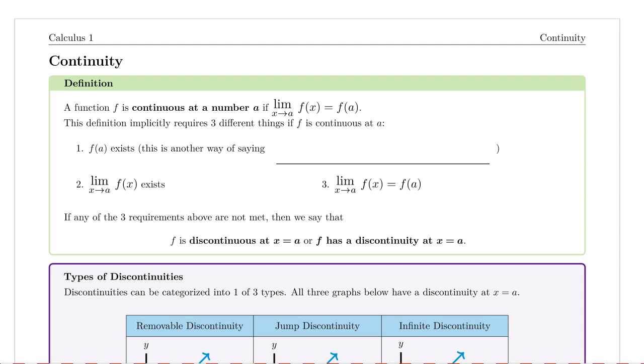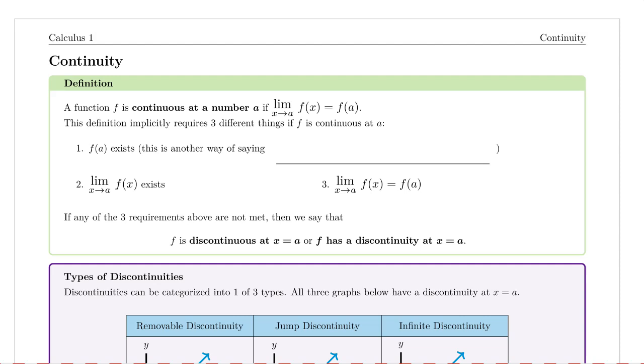In this video, we're going to be talking about continuity. A function f is continuous at a number a if the limit as x approaches a of f of x is equal to f of a. This definition implicitly requires three different things if f is continuous at a.